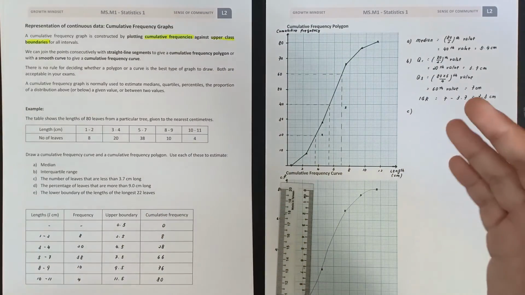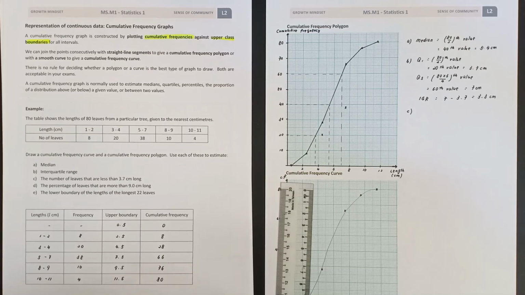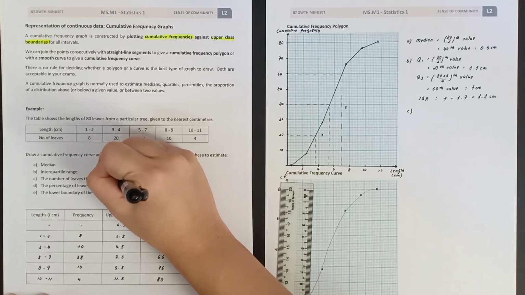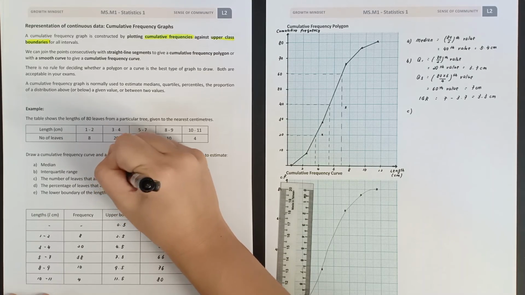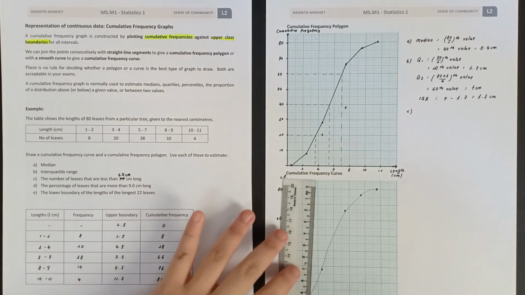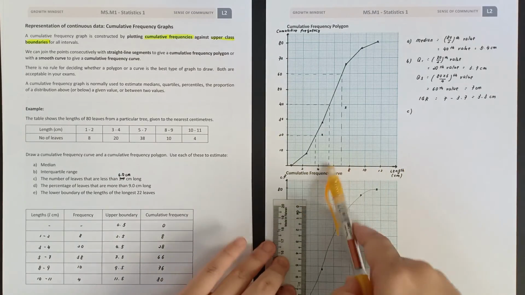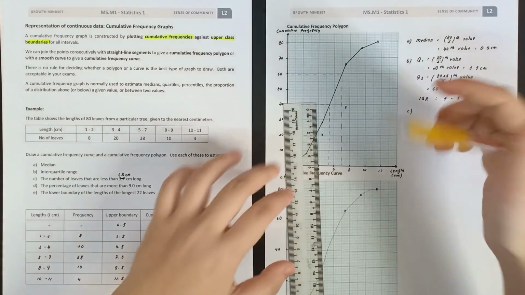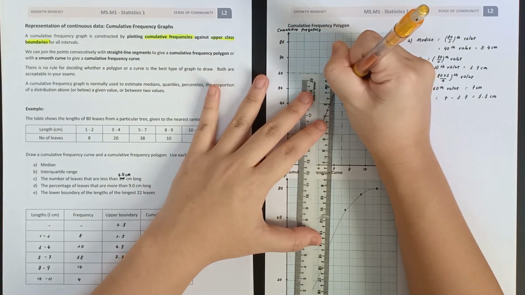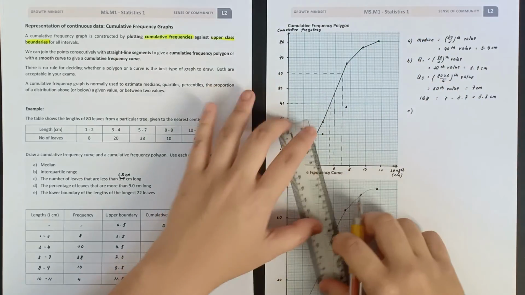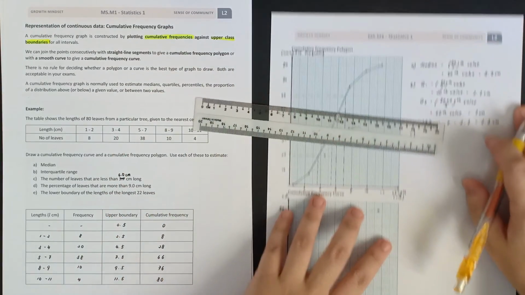Okay, let's change this in your question. So I'm going to change it in your paper, don't worry. So change it to 6 maybe. Okay, number of leaves that are less than 6 centimeters long. So what we need to do is at the 6 centimeter mark, then we need to draw a line to the graph. So at 6, we draw the dotted line. Okay, so now you need to read how many that is.